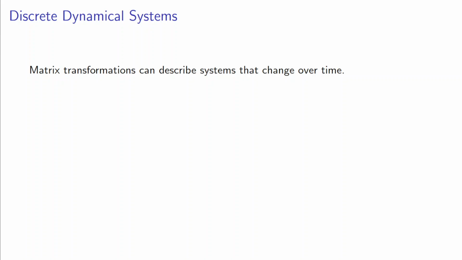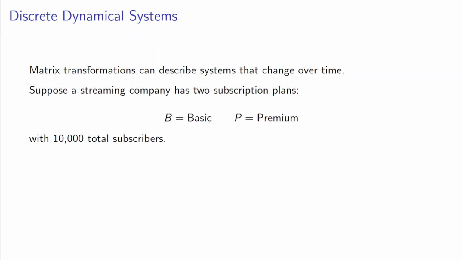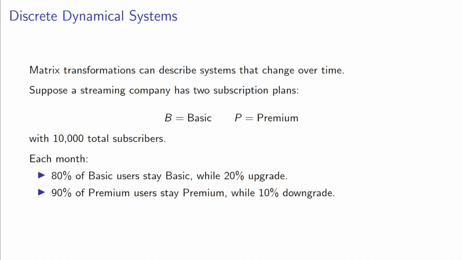One application of matrix transformations is as a way to describe what are known as discrete dynamical systems, or systems that change over time. For example, suppose we have a streaming company that has two subscription plans. We'll label the basic plan with a B and the premium plan with a P. And suppose this streaming company has 10,000 total subscribers.